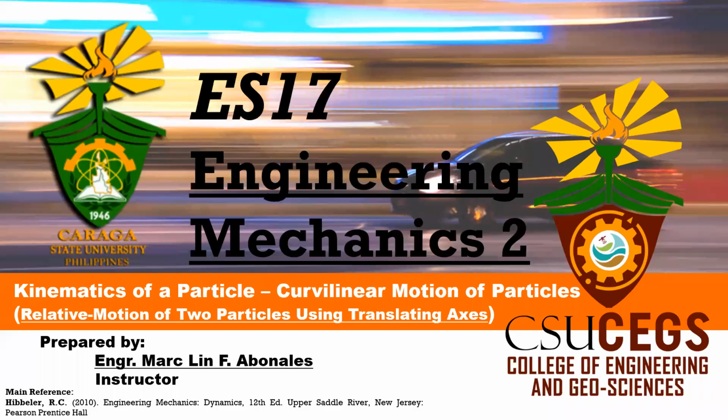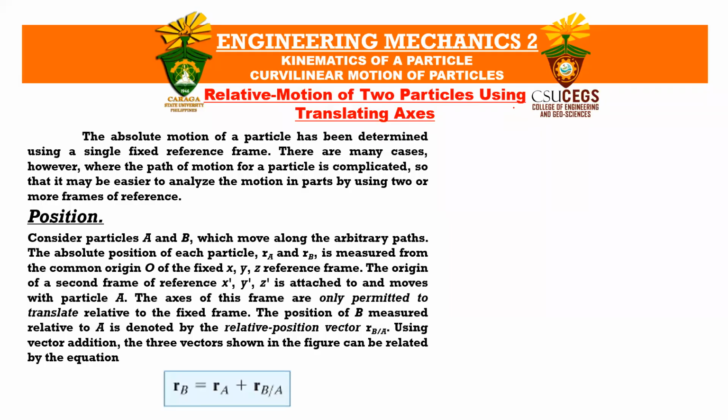Good day, everyone. For the last topic under curvilinear motion of particles, I will discuss relative motion of two particles using translating axis. Before, under rectilinear motion, the absolute motion of a particle was determined using a single fixed reference frame. That is what we discussed before under rectilinear motion, where we also tackled relative motion, but it was determined using a single fixed reference frame.